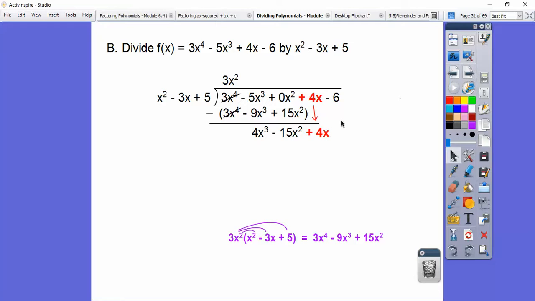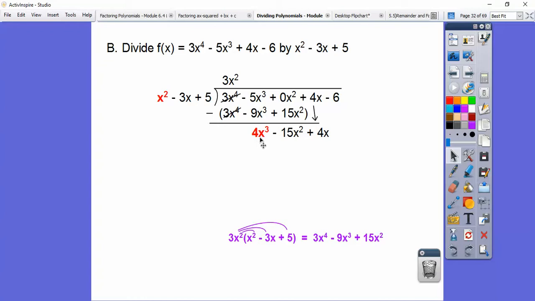Okay, then we bring down the next guy right there. So we slide that down just like we did with that, what was it, a 7, I believe. Okay, now we do it all over again. We focus on this guy and this guy now, and we ask ourselves, x squared times what gives us 4x cubed?